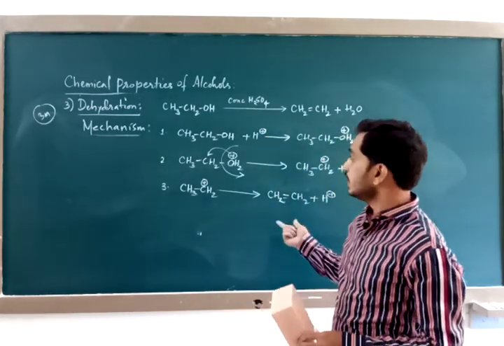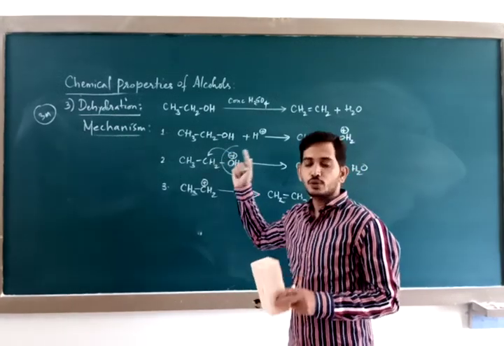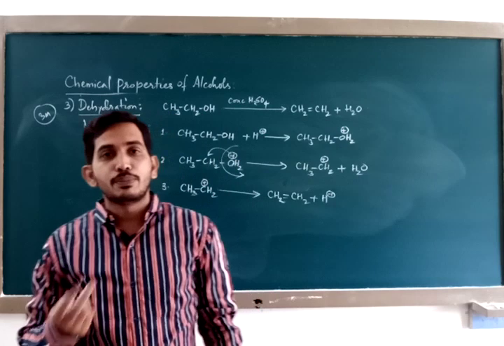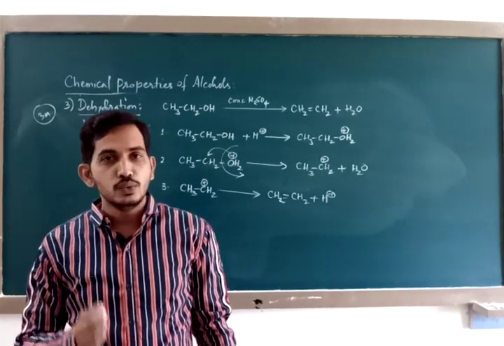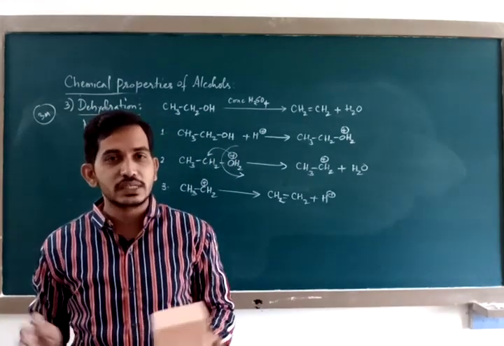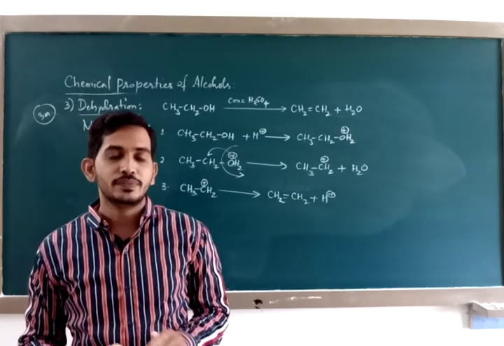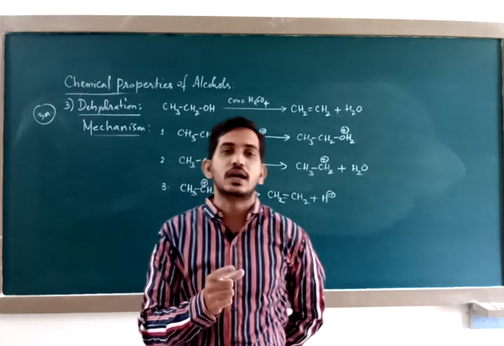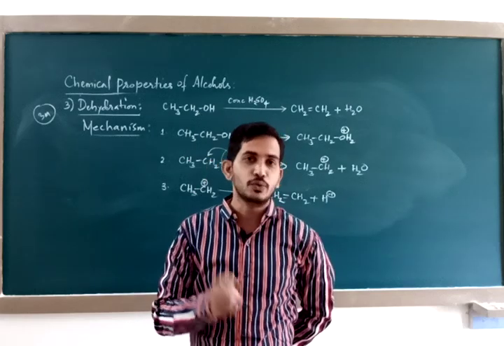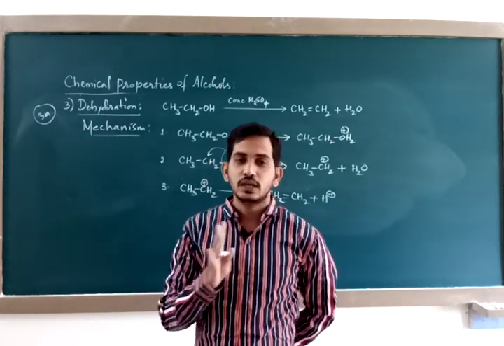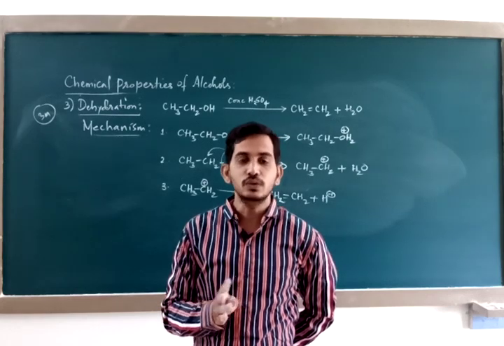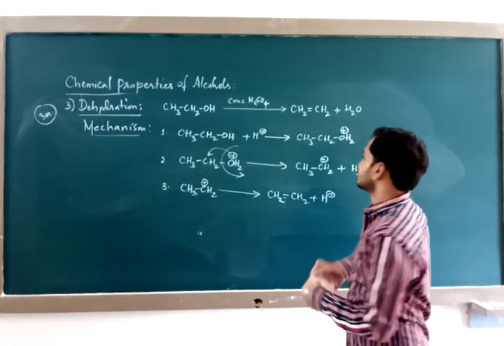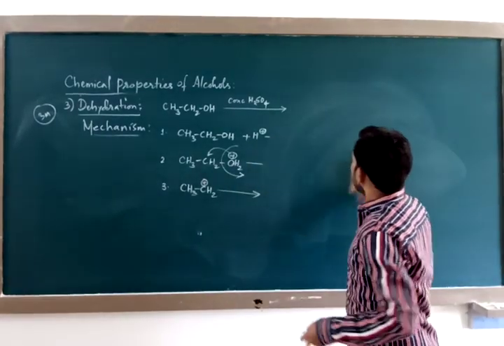In the first step, ethanol takes up a proton to become protonated alcohol. In the second step, the protonated alcohol loses water molecule and becomes ethyl carbocation. This ethyl carbocation has 1 proton extra compared to the alkene, therefore deprotonation is done. In the third step, deprotonation takes place to give you alkene. Which alkene? Ethene.